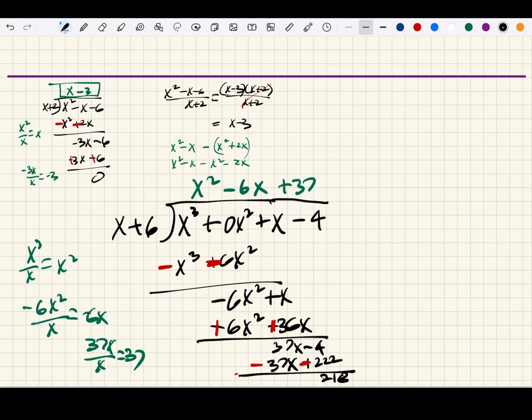What do you do with that? What did you always do with your remainder after you went past the third grade and quit putting R 218? What did you do after that? You made it into a fraction. Yeah, you made it into a fraction, right? It's plus 218 over x plus 6. And there you go.